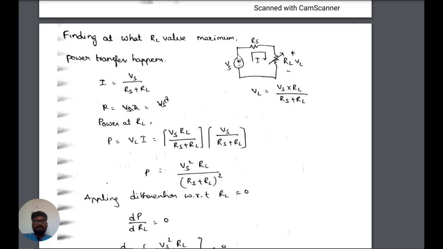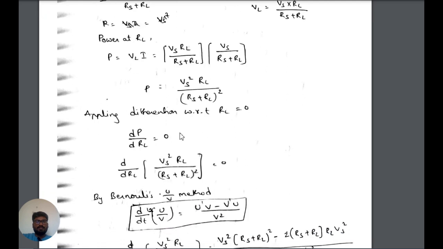So we will consider a small circuit with Rs as the source resistance and RL as the load resistance in series. The current flowing is Vs divided by the total resistance, Rs plus RL. For power, P equals VL times IL, as we need power at the load resistance. VL is the total voltage times RL divided by the sum of resistances, from the voltage division rule. Then voltage into current gives the power like this.